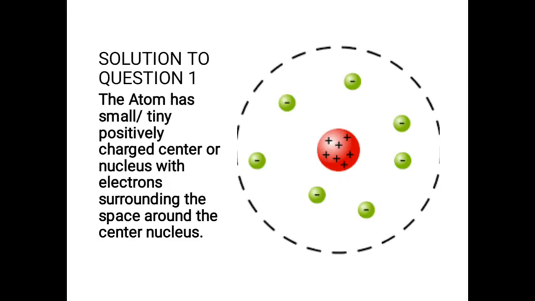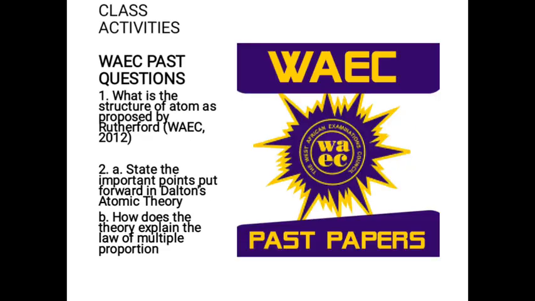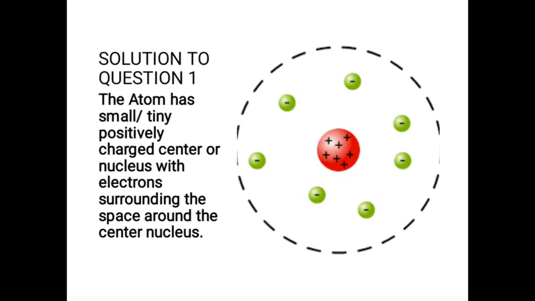Most students are able to talk about this, but if you go back to that question, the question says, what is the structure of the atom? So you are expected to draw. WAEC expected you to draw. If you have only mentioned it, you would have scored half a mark. The question was about 3 marks, so the diagram takes 2 marks and the explanation takes 1 mark.